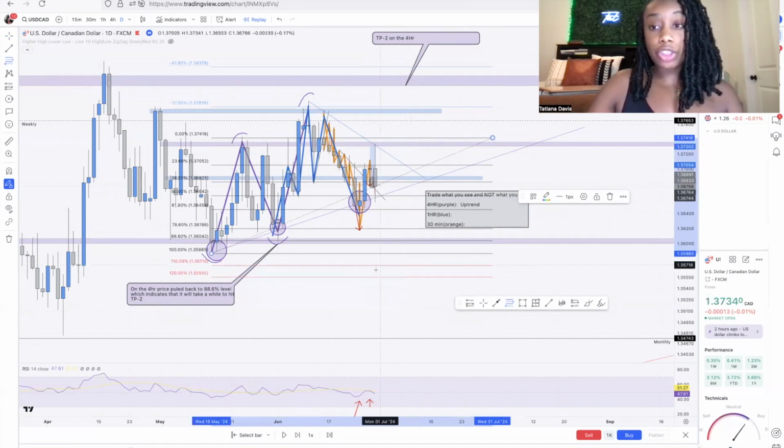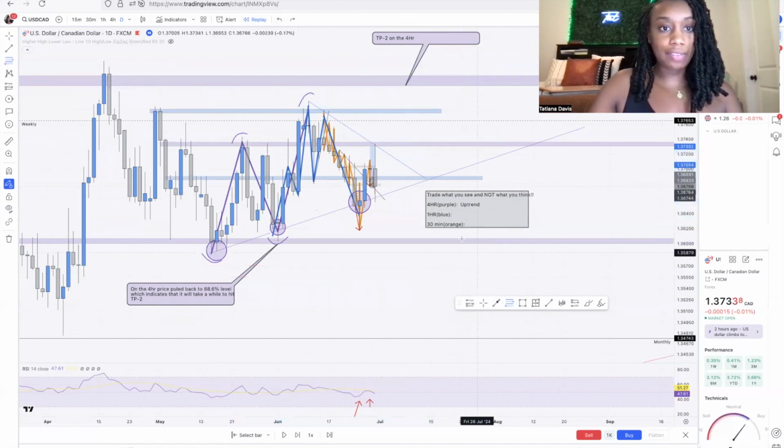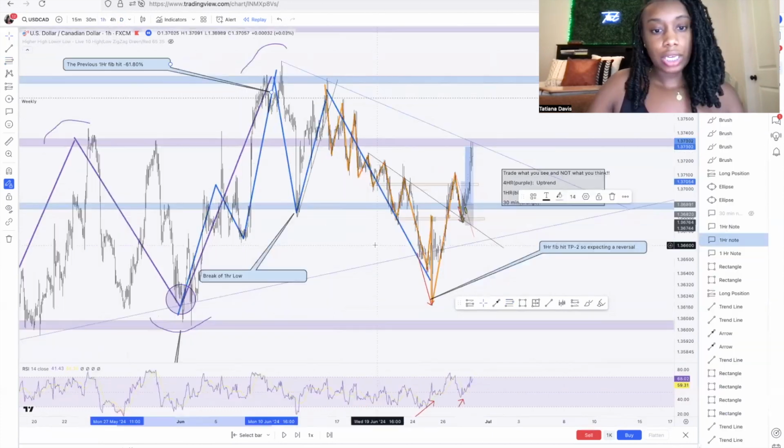So that was another confluence as to why I felt like this 4 hour was going to continue going in the uptrend. Again, remember, we're trying to get the overall picture of the market. All right, so now that we have that, let's go down to our 1 hour. Again, everything in the 1 hour is represented by blue.